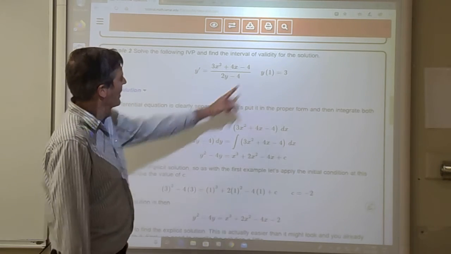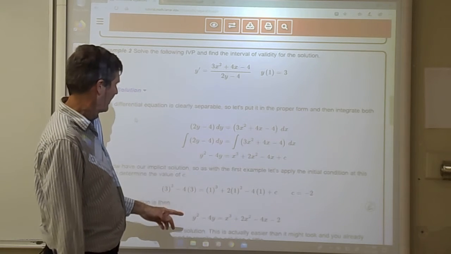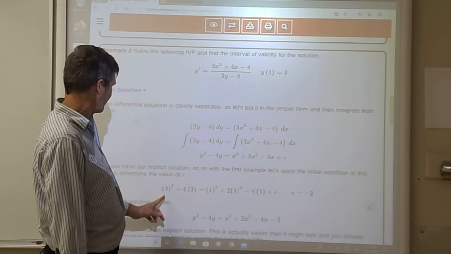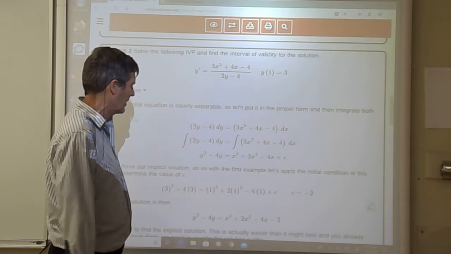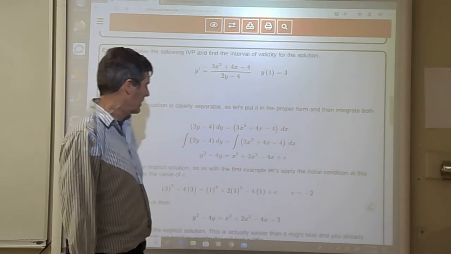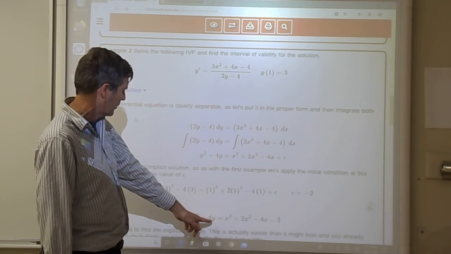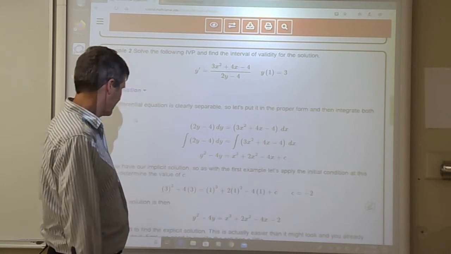Now, I also have the initial value, y of 1 equals 3, so I can plug in that when x equals 1, y equals 3 in this equation, so I plug in 3 for y in each of the spots and 1 for x in each of the spots. That determines that c has to be negative 2. I infer that my solutions are y squared minus 4y equals x cubed plus 2x squared minus 4x minus 2.